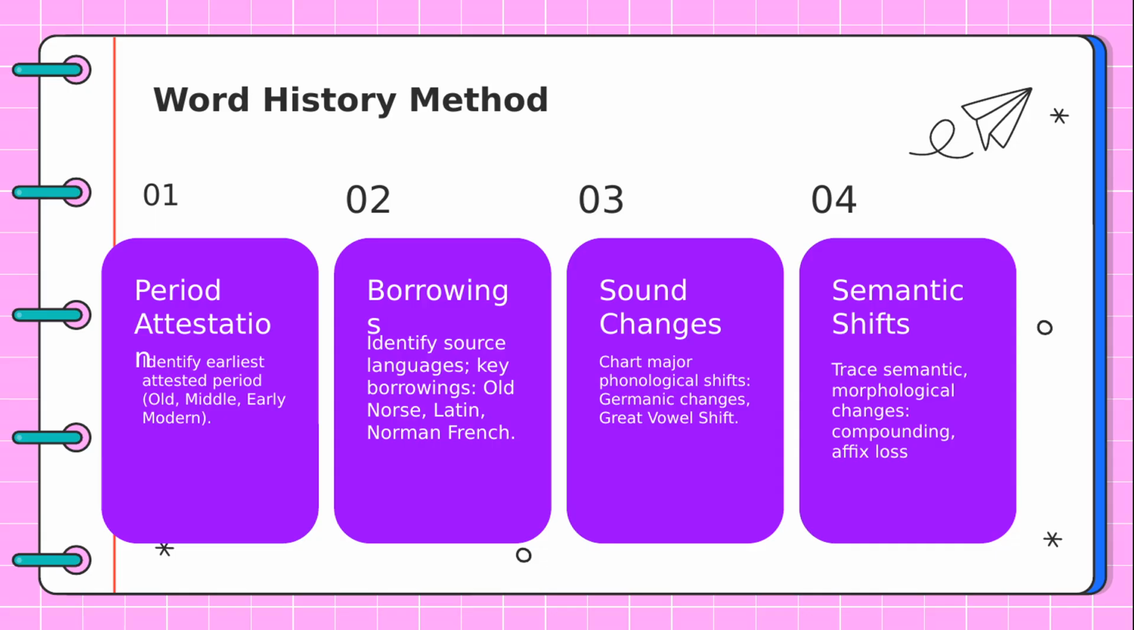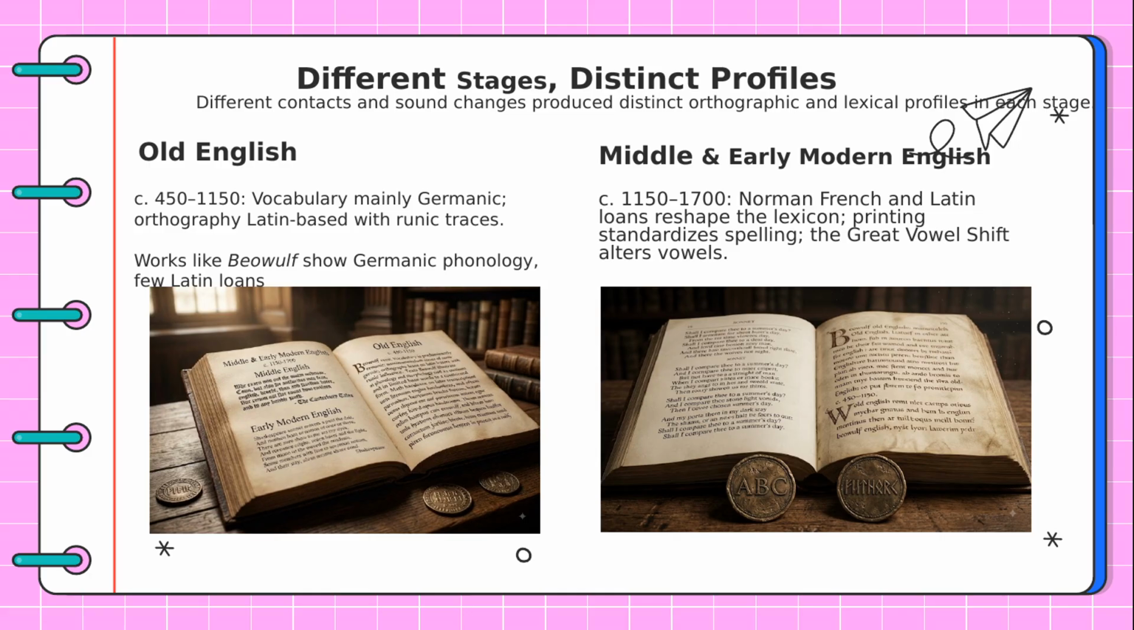Well, they use a specific four-step word history method. But instead of just listing the steps, let's actually run a word through the machine. Take the word night, K-N-I-G-H-T. Okay, let's do it. Step 1 is finding the earliest attestation period, basically pinpointing when a word first shows up in written records. Exactly. Do you want to take a guess on its origin? I mean, I associate knights with chivalry and the Norman conquest, so maybe it's a French borrowing. A very common guess, but no. When linguists hunt down the earliest text for knight, they find it way back in Old English, spelled C-N-I-H-T.